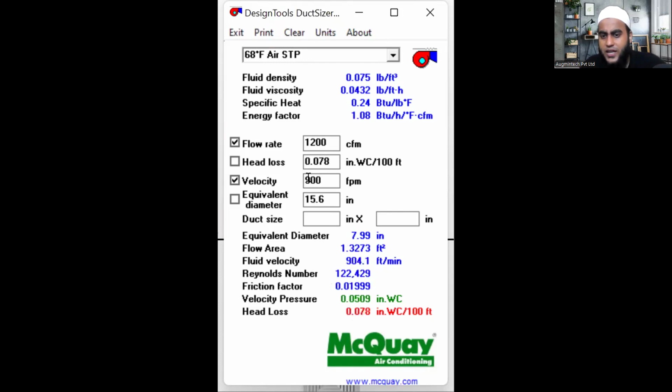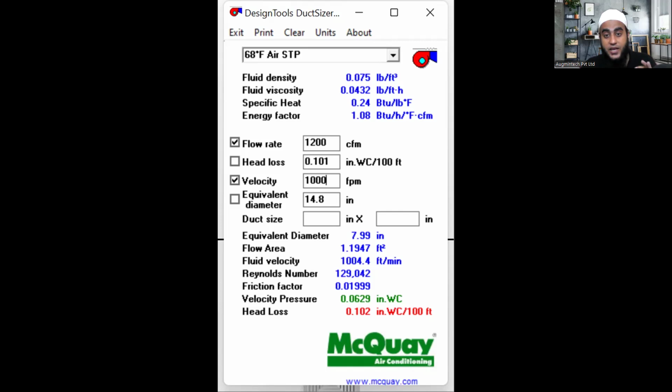But let's say if you want to take 900, when I'm taking 900, the problem is what? Here the head loss is now increasing. When you increase the velocity, automatically the head loss will increase, 0.078. Okay, you can do the duct sizing as per 900 FPM also, no problem. But when I'm going for 1000, let's say, see the head loss value is 0.1. So can we design the duct as per this 1000 FPM? Because head loss value is coming 0.1 inch of water column. And I have told you for commercial space, you can maintain the head loss up to 0.1.